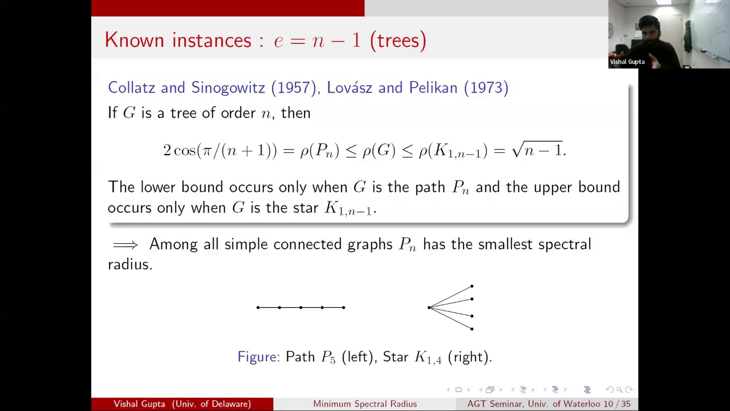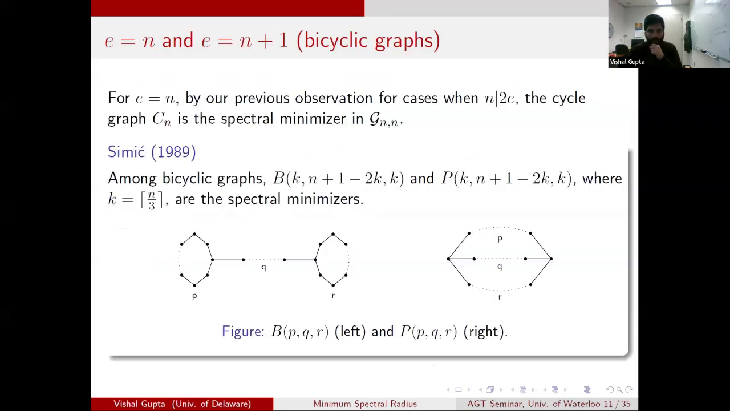By the Perron-Frobenius theorem, we know that if you add an edge to a graph, its spectral radius strictly increases. So if we drop the condition of fixed edges and just consider all simple connected graphs on n vertices, we also get from this result that the path has the smallest spectral radius in this class of graphs. The next case is when e is n or n plus 1. When e is n, this case is already handled by the previous observation since n divides 2n. So in this case, a cycle is the spectral minimizer.